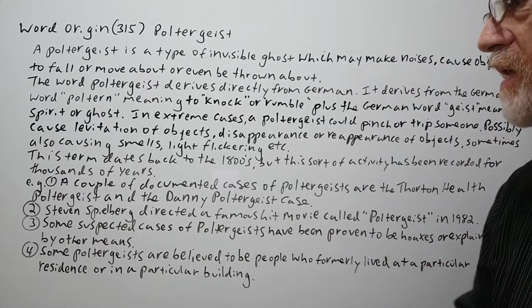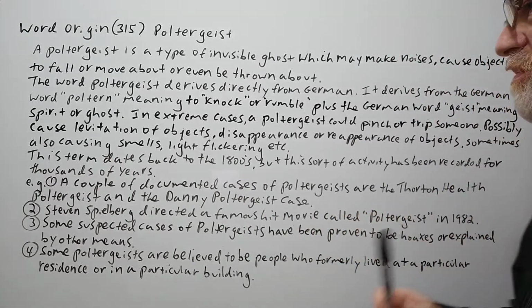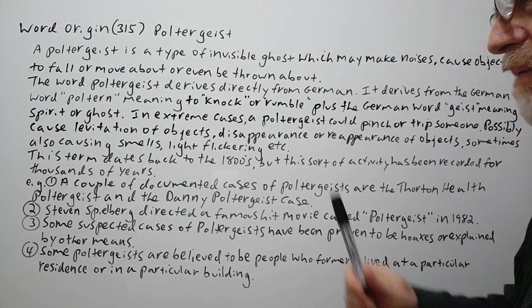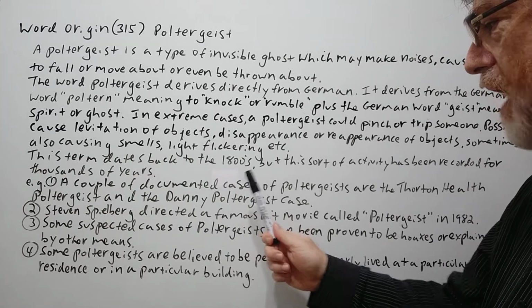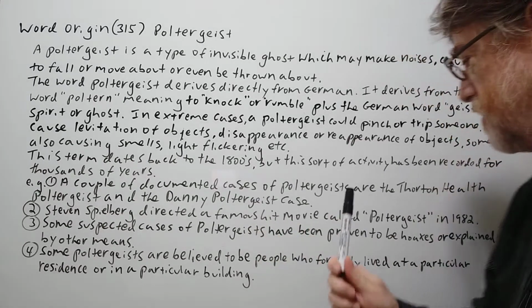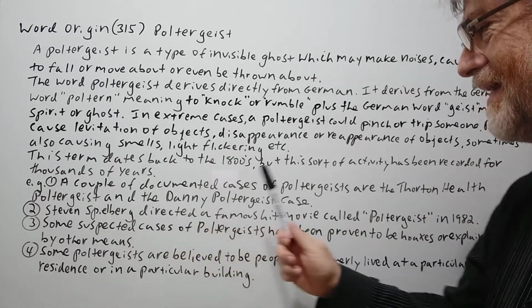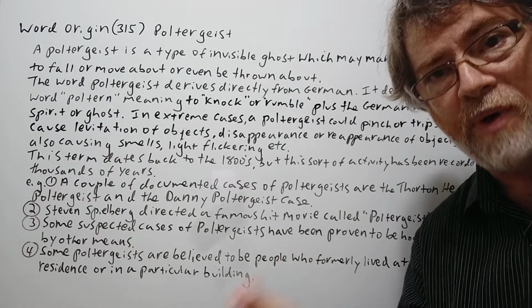All right, let's continue. The term dates back to the 1800s, but this sort of activity has been recorded for thousands of years. Okay, and we got 4 examples to show just how it's used. Here's the first one. A couple of documented cases of poltergeist are the Thornton Heath poltergeist and the Danny poltergeist case. Yeah, the Danny one was actually about a boy.